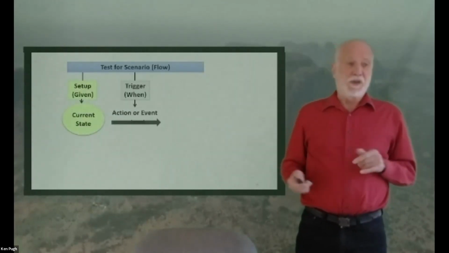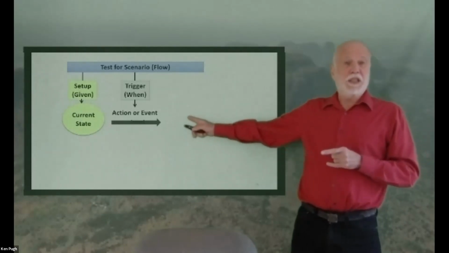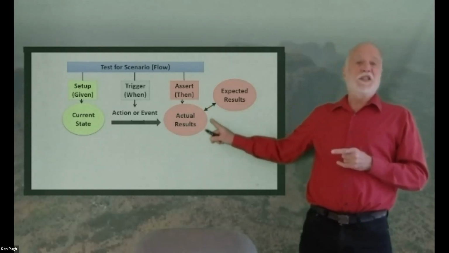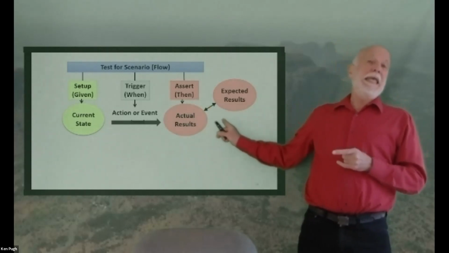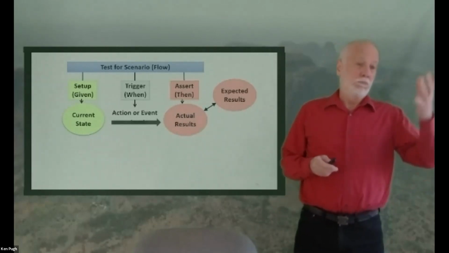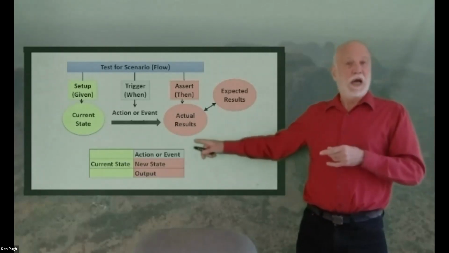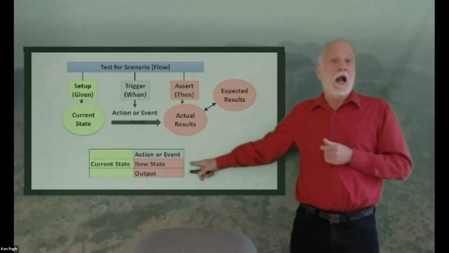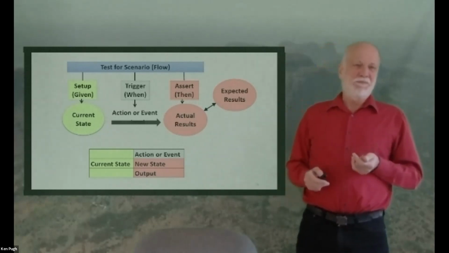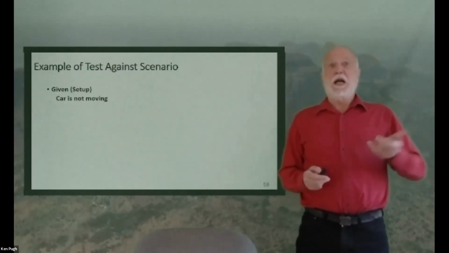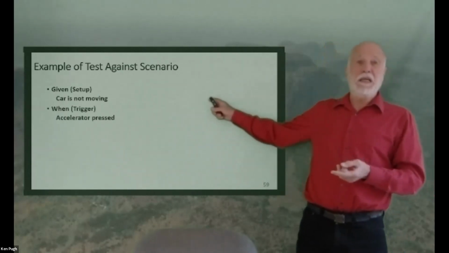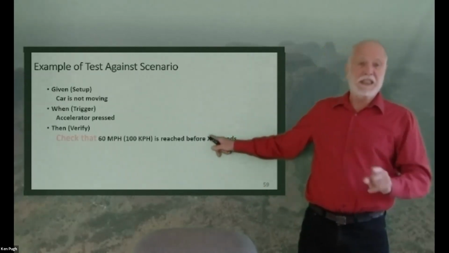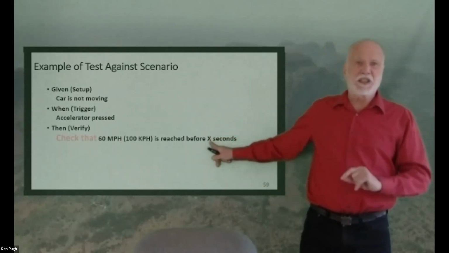And now what's our test for this scenario? Given our current state, we're not moving. When we trigger it, then we check that our actual result is equal to our expected result. So we've got a current state of not moving, an action event of pushing the accelerator, and our new state is acceleration. So therefore, our test is simply, given we're not moving, we press the accelerator and we check that 60 miles per hour is reached before 3 seconds.